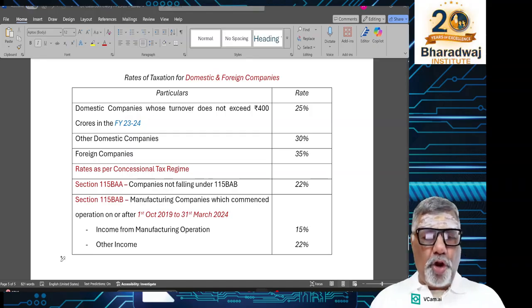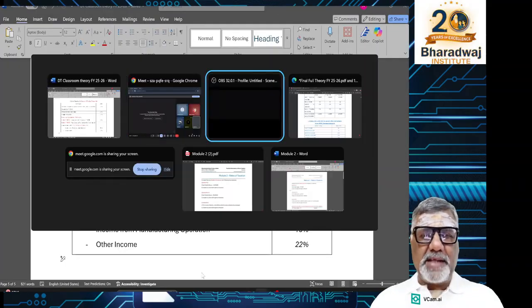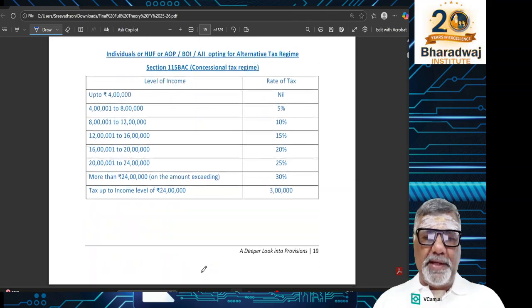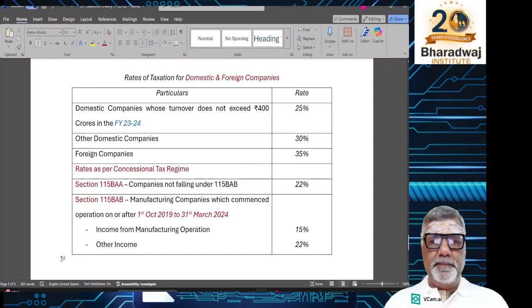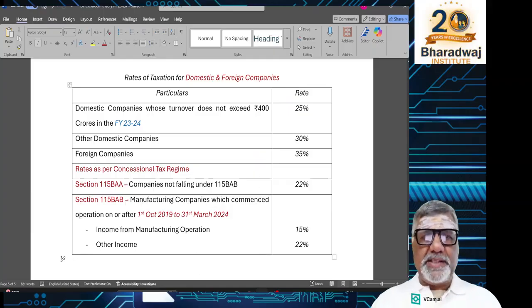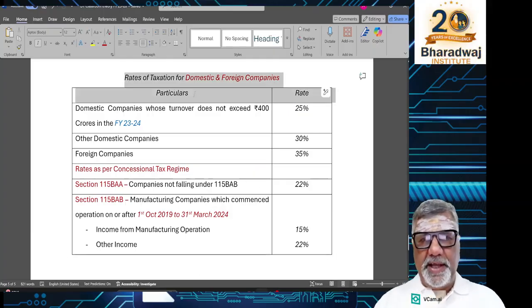They have to forego a lot of things, as I told you. When assessment of company is going to be discussed, we will discuss all those things. Do not worry. Rates of cooperative society.